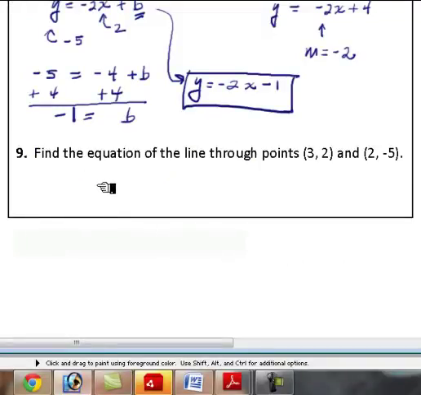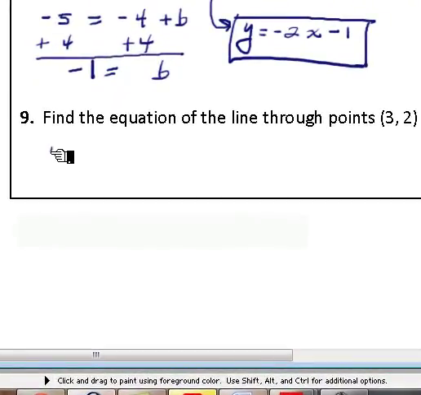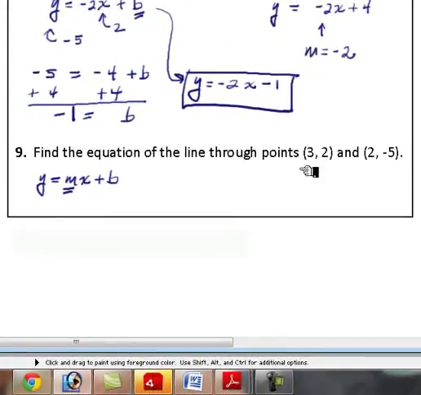In number 9, we want to find the equation of the line through points (3, 2) and (2, minus 5). Start with y equal mx plus b. We want to find m, the slope. All right, we're not given the slope, but we have 2 points. So we can use our slope formula, y2 minus y1 over x2 minus x1, and figure out the slope from there.